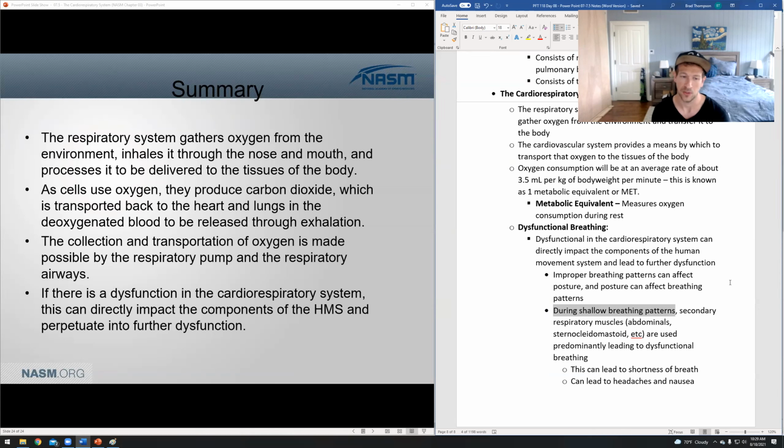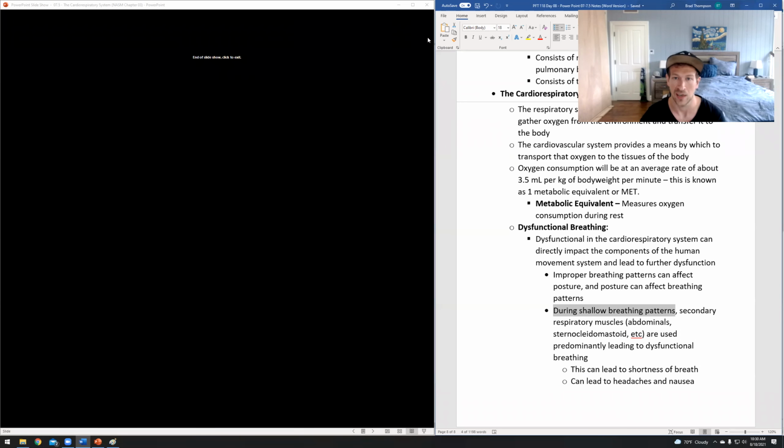All of this is made possible thanks to your respiratory pump and your respiratory passageways. And then that's going to work very intimately with your cardiovascular system, where the heart, blood, and blood vessels are going to allow that oxygen to be transported around. And if there is ever dysfunction in your cardiorespiratory system, that can affect your human movement system. That can affect your muscular and your skeletal and your nervous systems, which means you're not going to move the way you're supposed to, which means you'll either be an inefficient athlete or you're going to end up with an actual overuse injury, which is definitely something we are trying to avoid.